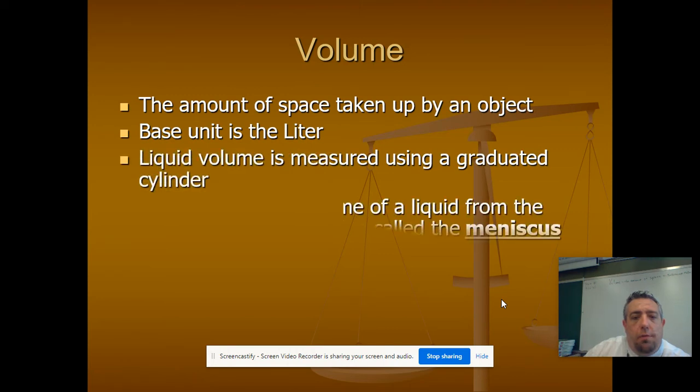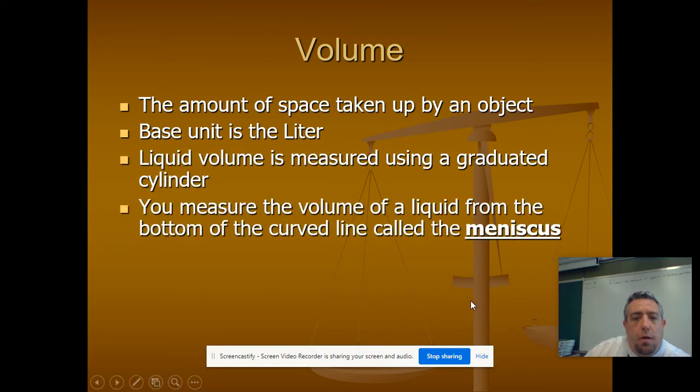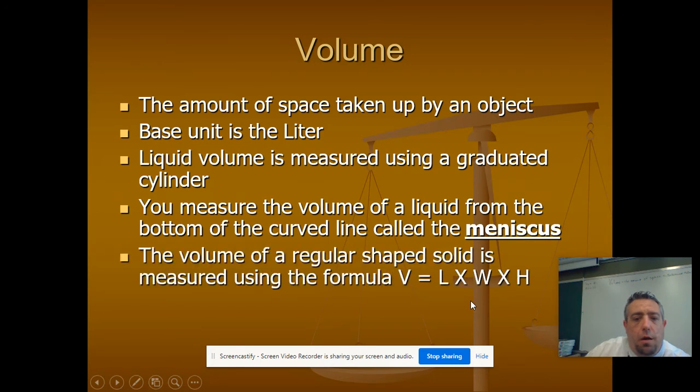So what about when you don't have a liquid? Can you still take volume? Can you calculate how much space an object is taking up? Say this box. Does it have volume? Yeah. Is it taking up space? Yes. So can we calculate it? Yes. All right. So how do we do it?